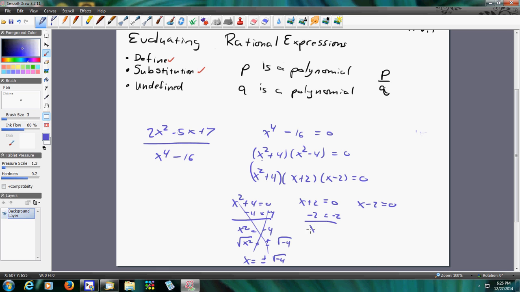Subtract 2, I get x equals a negative 2. I add 2, I get x equals positive 2. So although there's 4 possible solutions, 2 of them are not real. My only 2 real solutions are those.